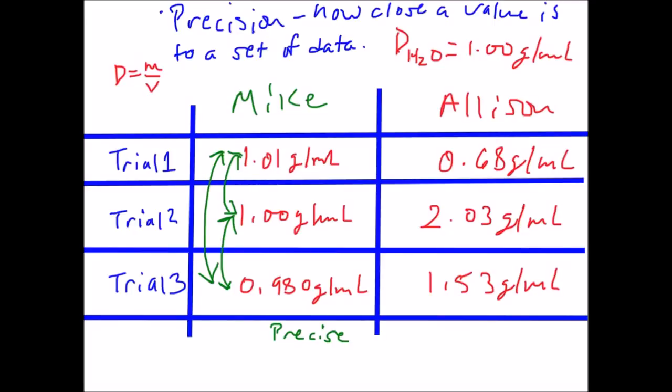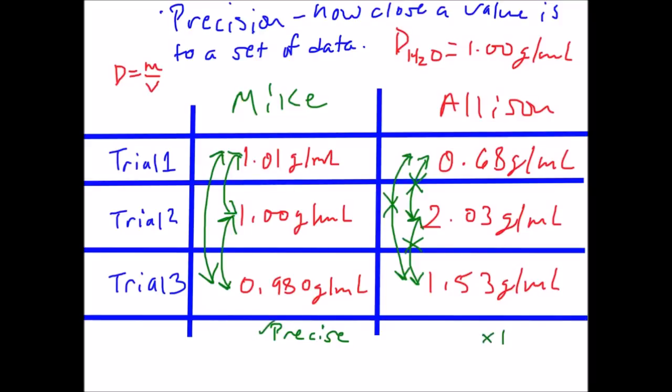Alright, now let's go ahead and look at the data that Allison got. Okay, her data, 0.68 is nowhere near 2.03. Alright, that is way far apart. And 2.03 is not close to 1.53. And 1.53 is certainly not close to 0.68. So none of her data is precise.